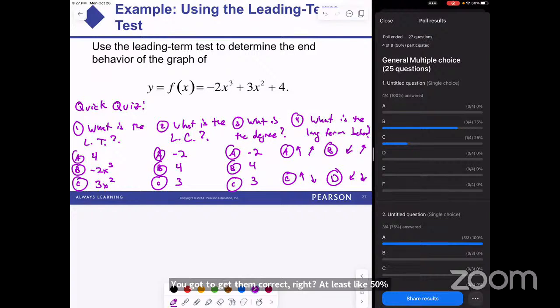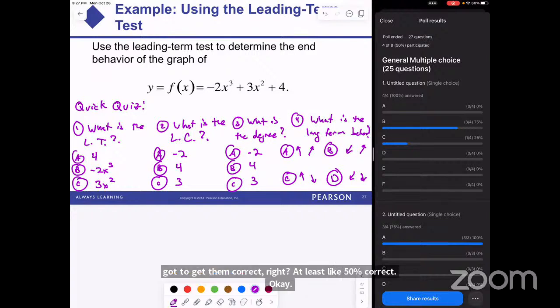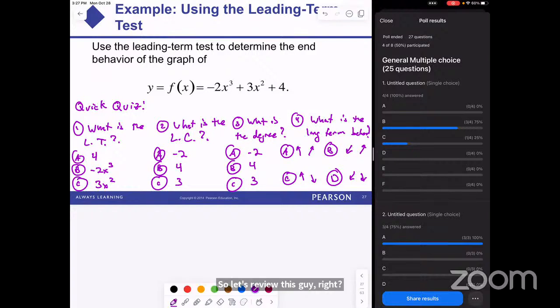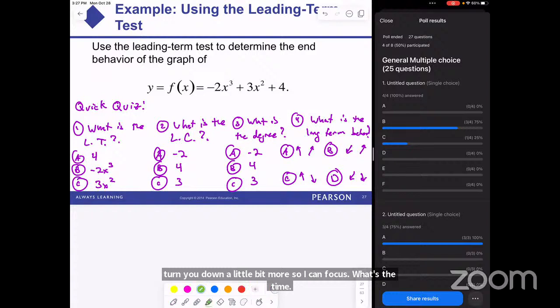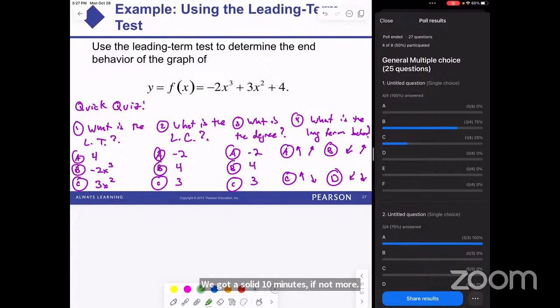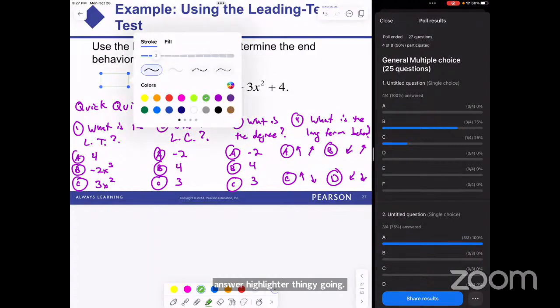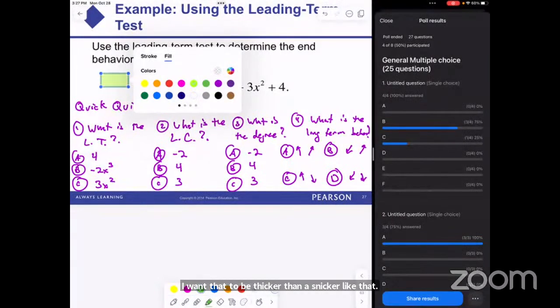Okay, so let's review this. Let's turn you down a little bit more so I can focus. What's the time? We've got a solid 10 minutes, if not more. That was pretty good. Okay, let me get my answer highlighter going. I want that to be thicker, and the fill lighter so we can see. That's decent.